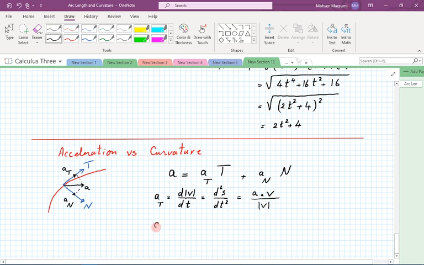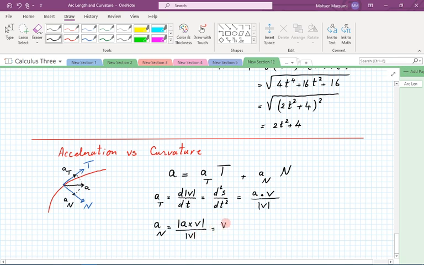A sub n, the normal acceleration, is the projection of this thing on N. It's easy to see that that's going to be a times the sine of this angle, and one way to arrive at that is through the cross product. So one way is to write it as a cross v over v.